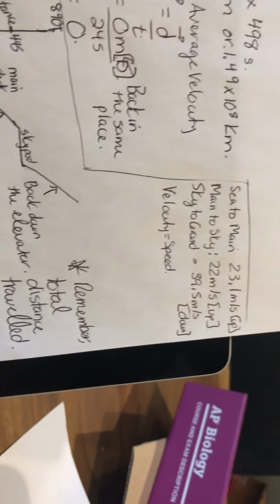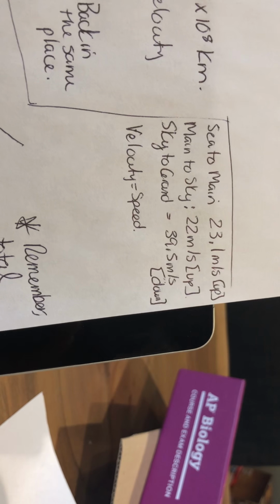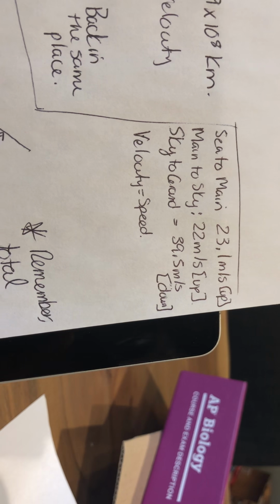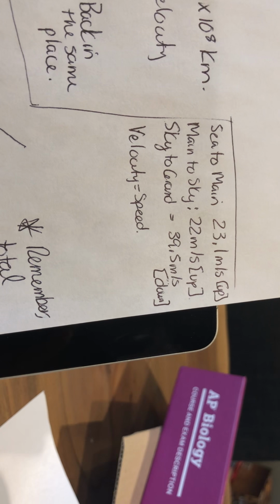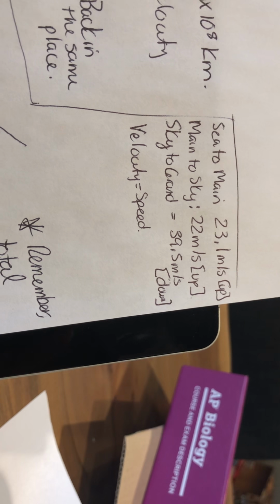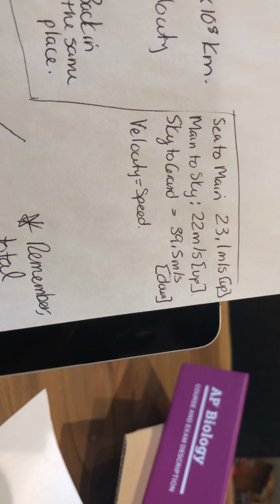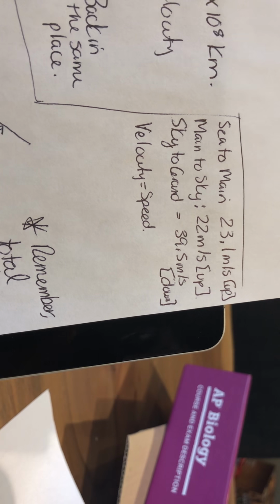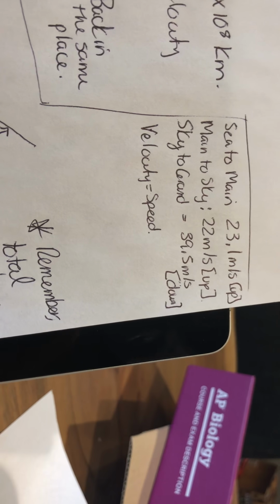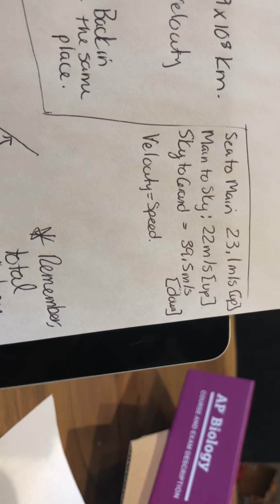So if you go back up here and look, the first two answers are going to be the same. For sky to ground, you could either have what I wrote, 39.5 meters per second down, or negative 39.5 meters per second up. Because remember, with a negative slope, it's always going to be the opposite direction.